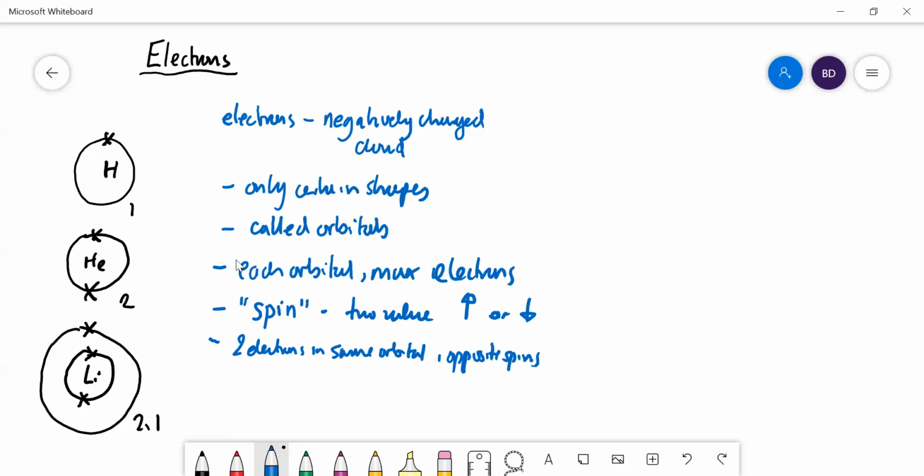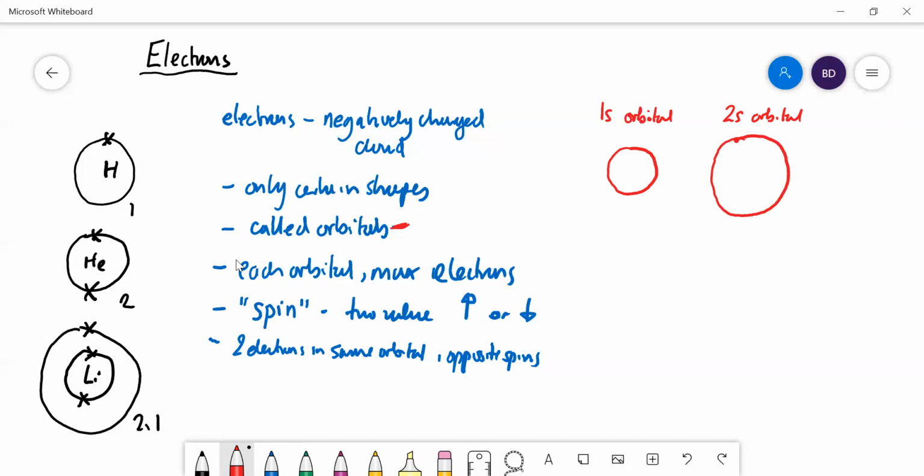So, what do these orbitals look like? The first we want to talk about today is called the 1s orbital, and that is the lowest energy, closest to the nucleus. The 1s orbital is a sphere with the nucleus in the middle. The next one is called the 2s orbital. That is also a sphere, but quite a lot bigger than the 1s. It's further away from the nucleus, which is at the center.